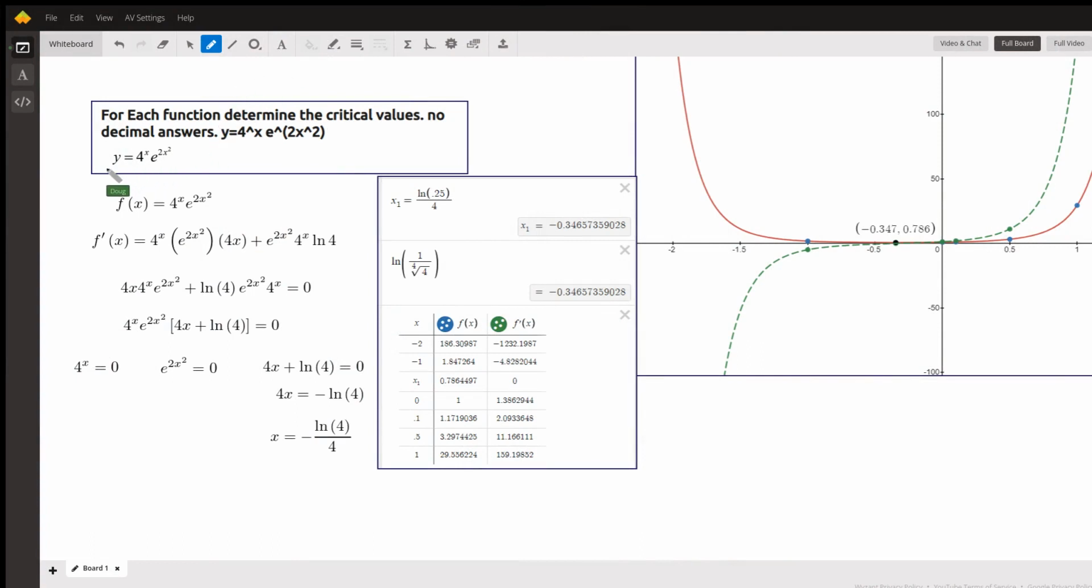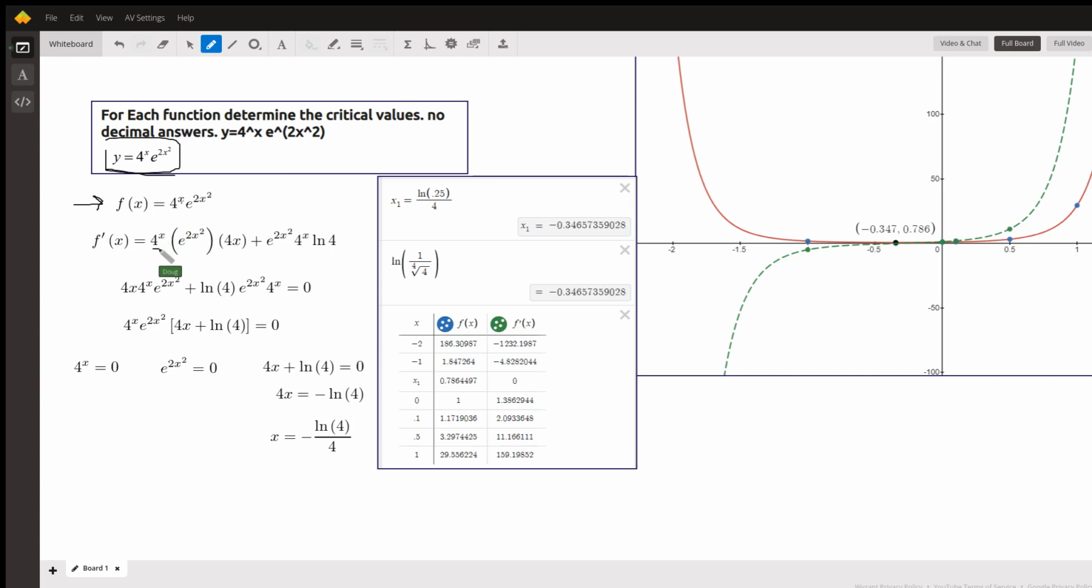Okay, you're asked to find the critical numbers for this function right here. This red graph right here is the graph of that function. So to find the critical numbers, we want to find the derivative of that function, which I've rewritten here as f of x. So we're going to have to use the product rule.